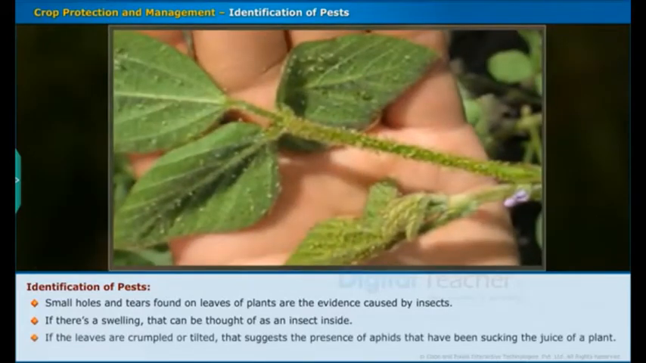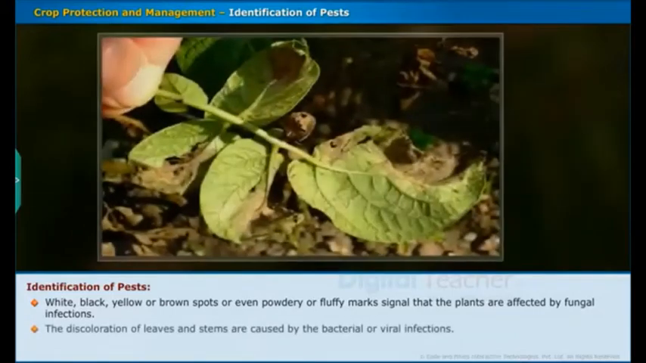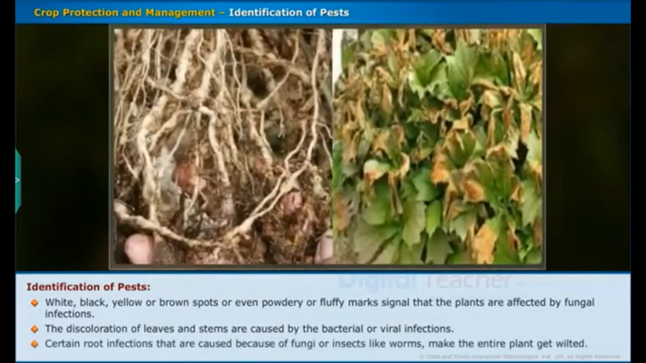If the leaves are crumpled or tilted, that suggests the presence of aphids that have been sucking the juice of a plant. White, black, yellow or brown spots or even powdery or fluffy marks signal that the plants are affected by fungal infections. The discoloration of leaves and stems are caused by the bacterial or viral infections. Certain root infections that are caused because of fungi or insects like worms make the entire plant get wilted.